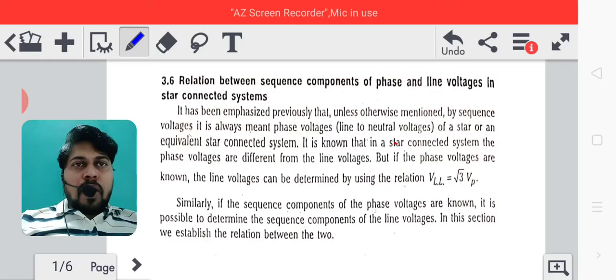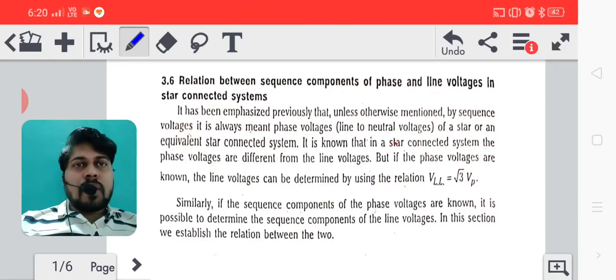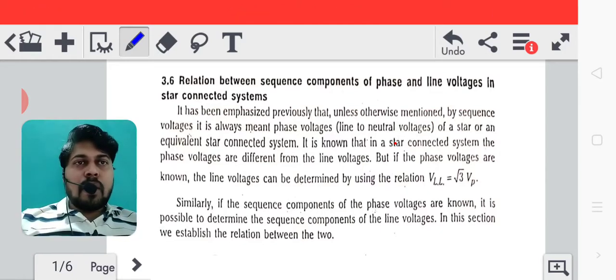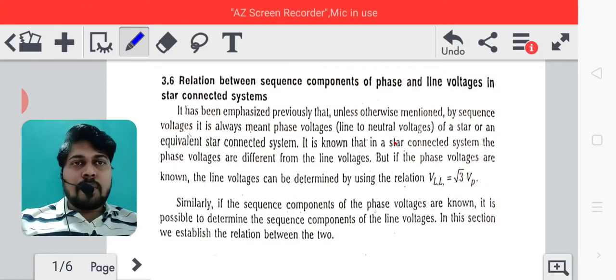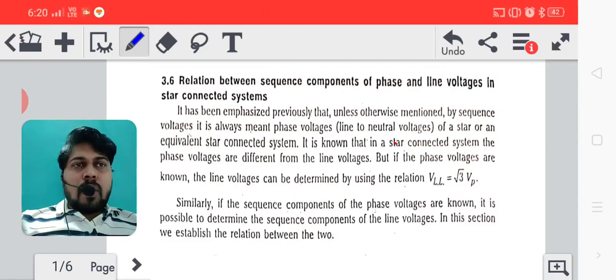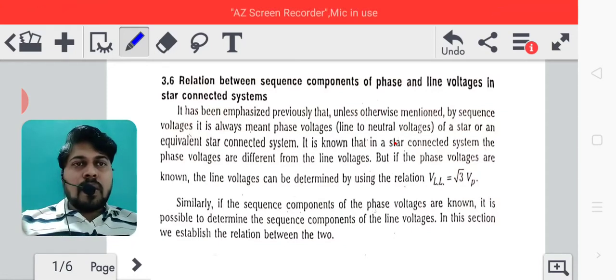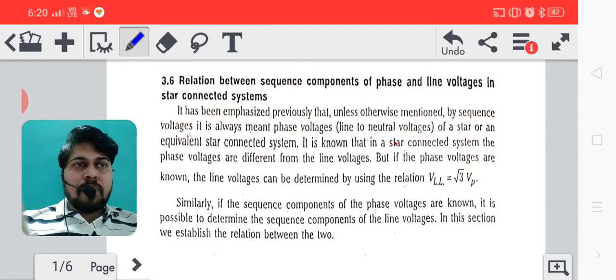So in this small video I will be discussing the relation between the sequence components of the phase voltages and the sequence components of the line voltages in a star connected system. We know that in a star connected system the phase voltages are different from the line voltages, but if the phase voltages are known, the line voltages can be determined by using the expression V line is equal to root 3 V phase.